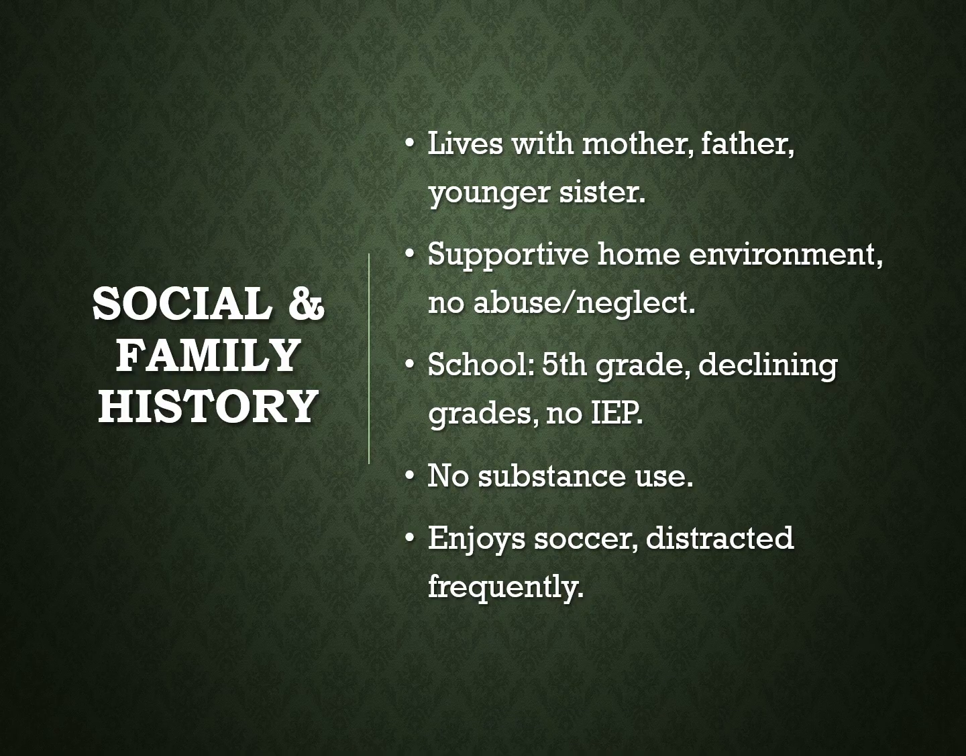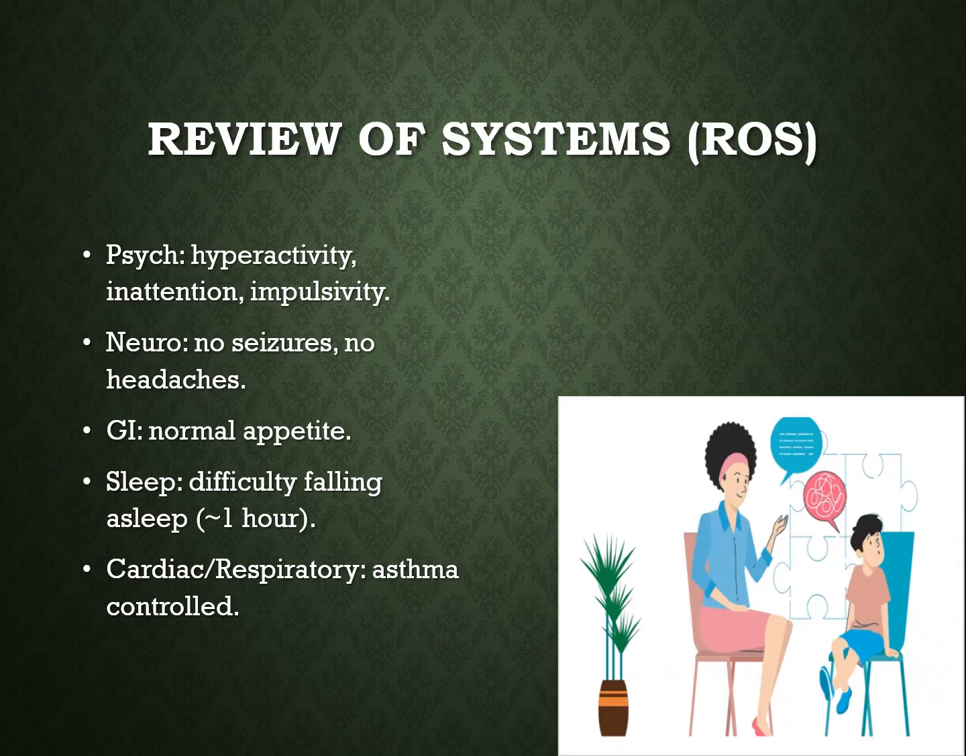Talking about his social and family history, JM lives with both parents and a younger sister in a supportive home environment. There are no reports of abuse or neglect. At school, his grades have been declining, although he does not yet have an IEP or 504 plan. Socially, he enjoys playing soccer, but his distractibility often affects his participation and relationships with teammates. No substance use is reported.